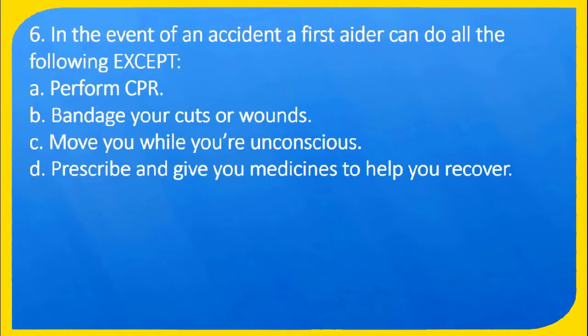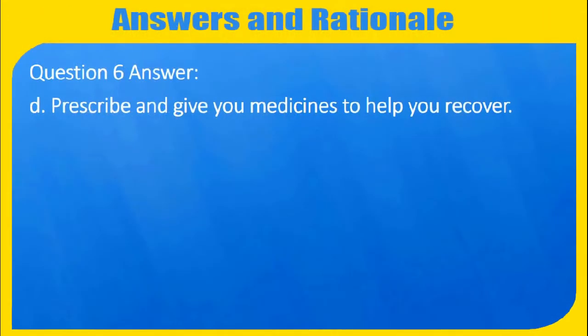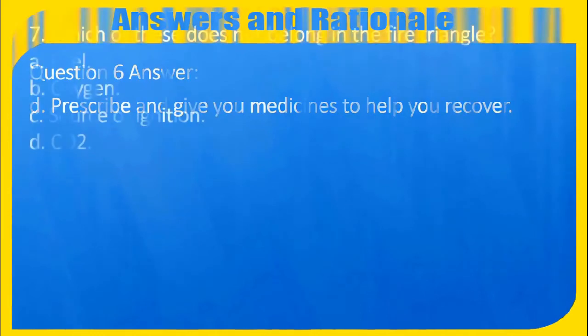Question 6. In the event of an accident, a first aider can do all the following except, A. Perform CPR. B. Bandage your cuts or wounds. C. Move you while you're unconscious. D. Prescribe and give you medicines to help you recover. Question 6 answer, D. Prescribe and give you medicines to help you recover.